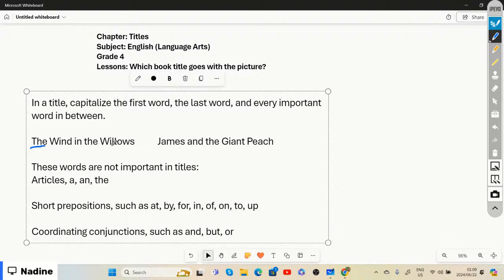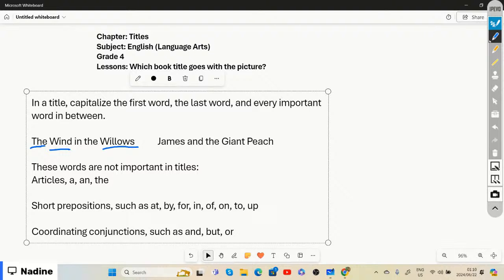Remember, we said the last word needs to be capitalized. And then every other word in between that is important, we capitalize it, which is Wind, right? Because if I were to ask you, what do you think the book will be about based on the title, then you will tell me it's something to do with the wind that is probably in the willows, right?